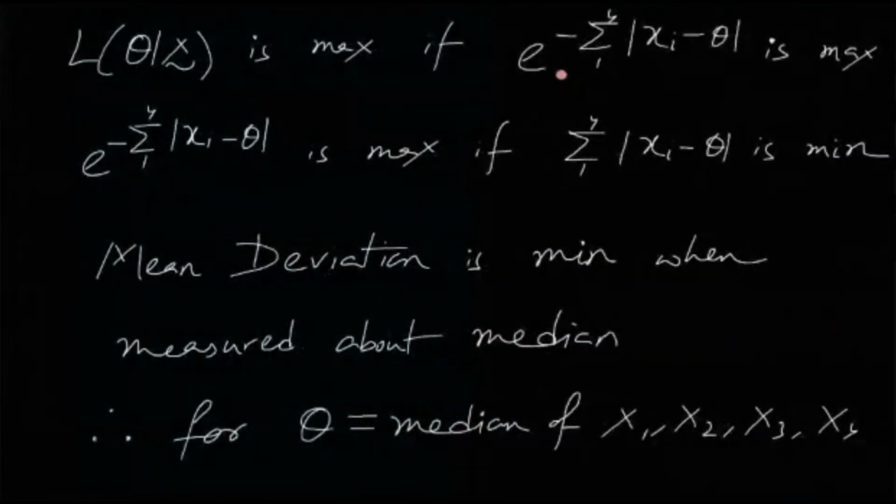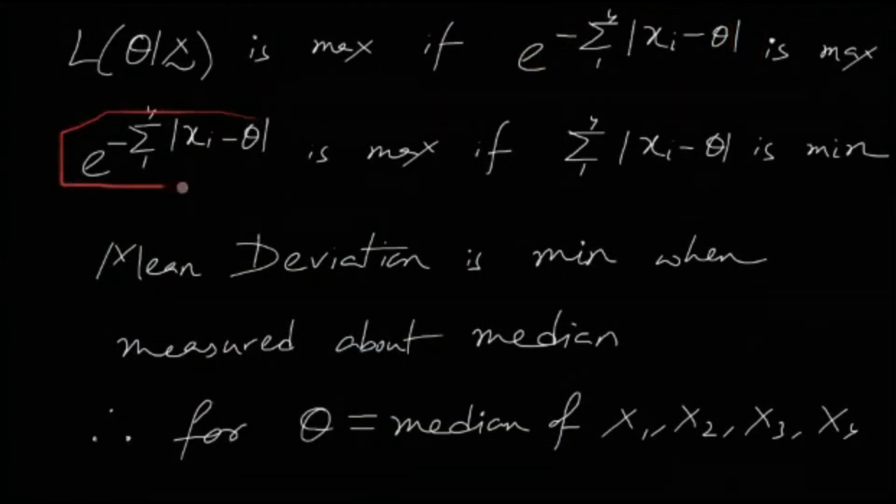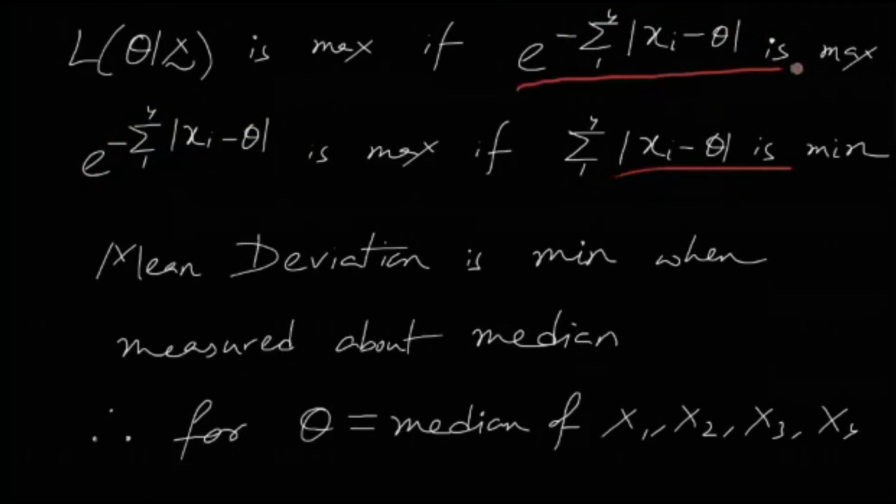Now think about it. This function is nothing but e to the minus t, right? So we know that this entire thing, e to the minus of summation of mod of x minus theta, is maximum if this quantity, that means this particular quantity summation mod of x minus theta, is minimum, right? If this thing is minimum, this thing is maximum.